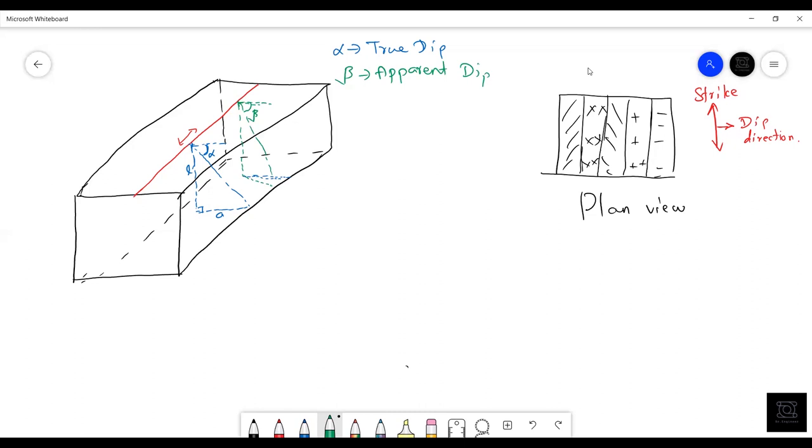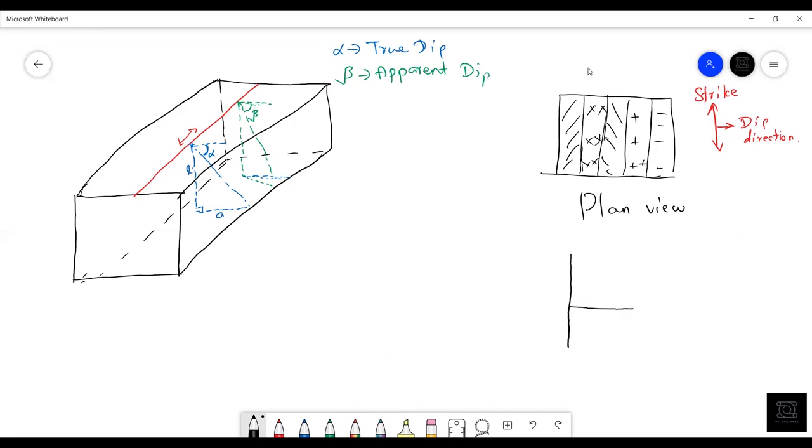So there is an angle between this apparent dip plane and the strike. If you observe this from the top view, this would be your strike. That means in your plan view, you will have a strike like this. Let me draw that line again. So there would be a strike, and perpendicular to the strike is the true dip.